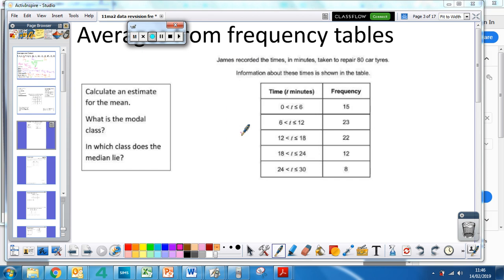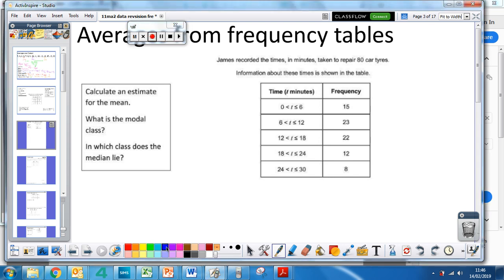You can look at averages. This lesson is going to look at how you work out averages, not from a list like last time, but from a frequency table. The table you can see here is a grouped frequency table. It's a table, clearly. It has the frequencies, clearly.